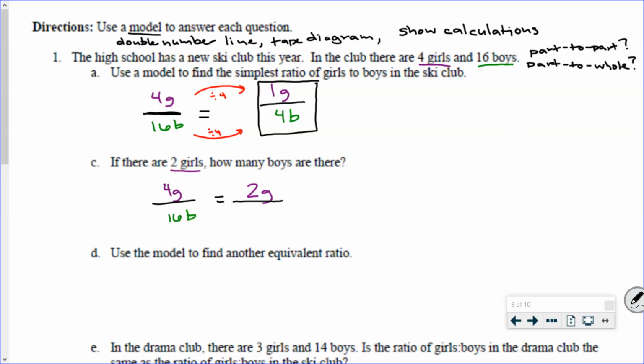How does the 4 change to a 2? Good, I love the number of hands. Not every hand is up though, so quickly turn and talk to your neighbor. How does a 4 change to a 2? How does the 4 change to a 2? Let's see those hands now. What would I be doing, Emma?